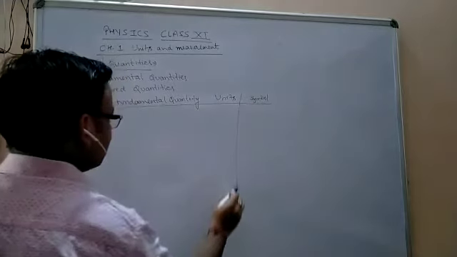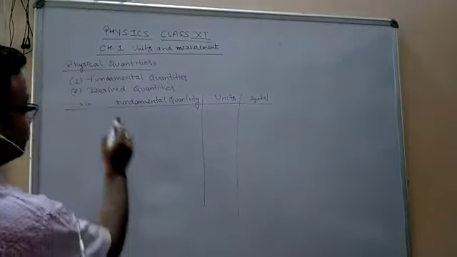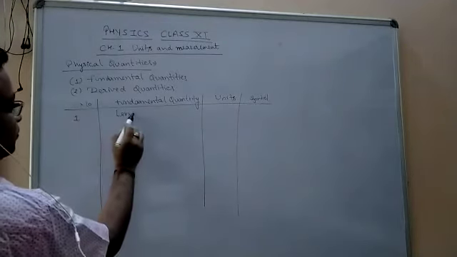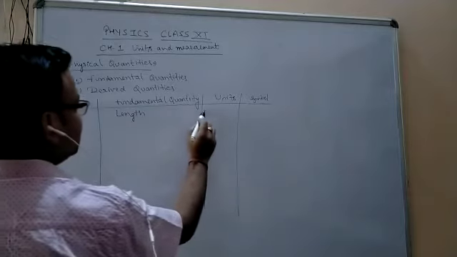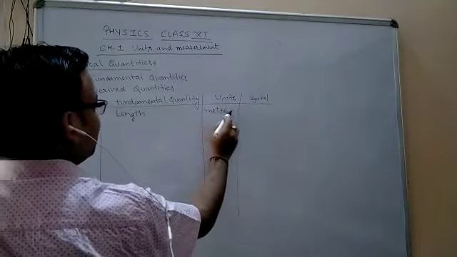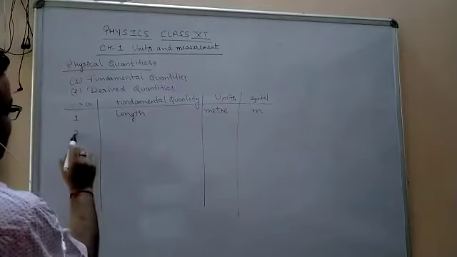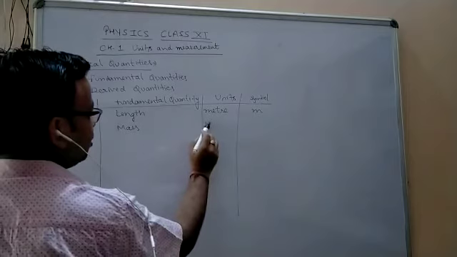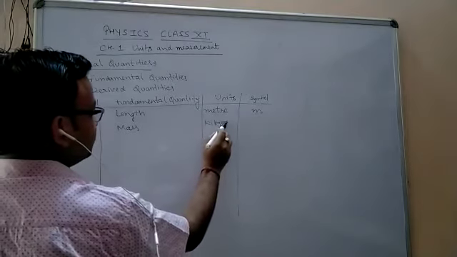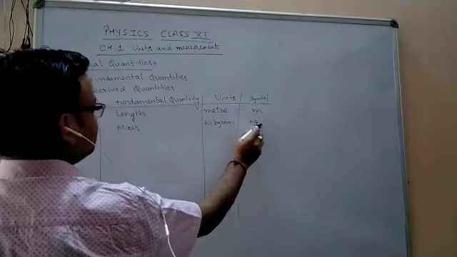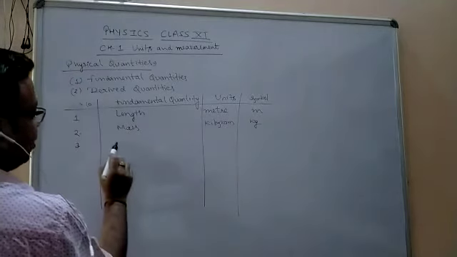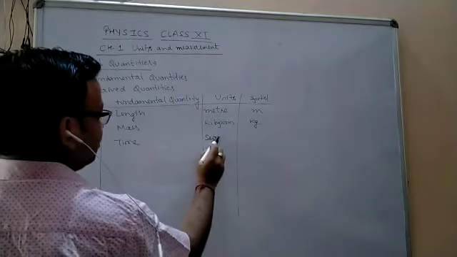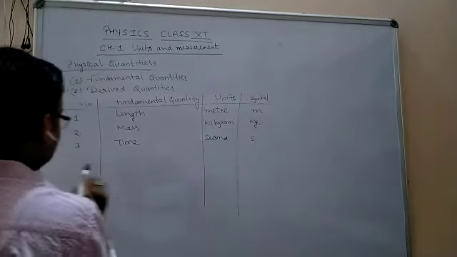Now we can see here, first fundamental quantity is length. Length measured in meter, its symbol is m. Second fundamental quantity is mass measured in kilogram, then its symbol is kg. Third fundamental quantity is time, unit is second and its symbol is s.